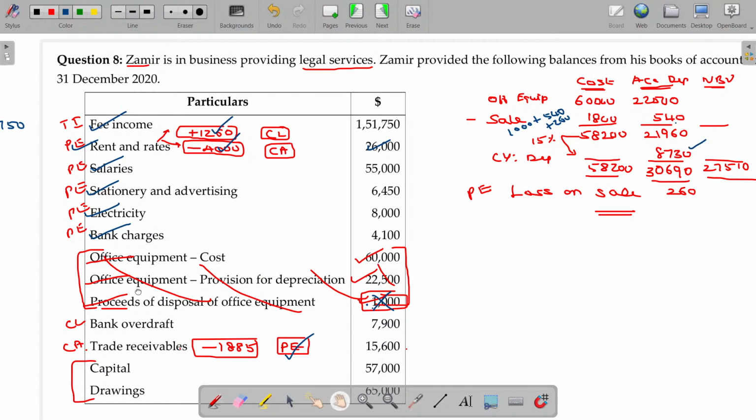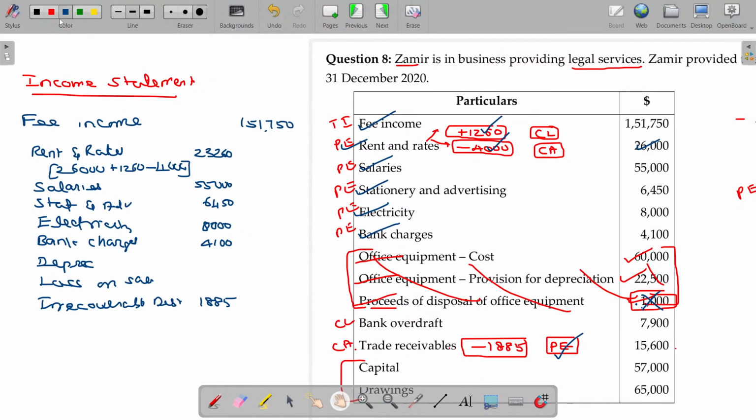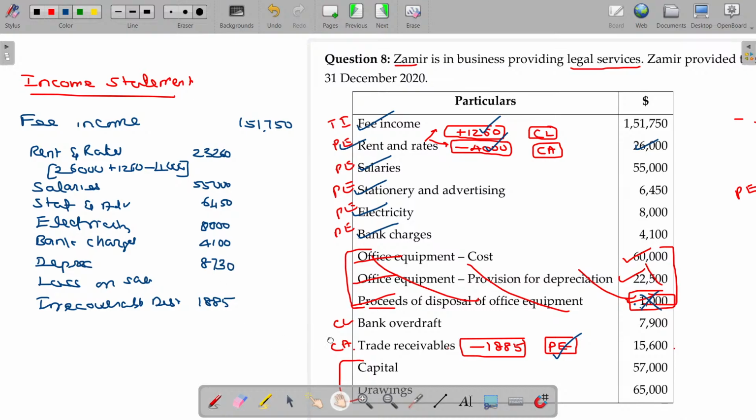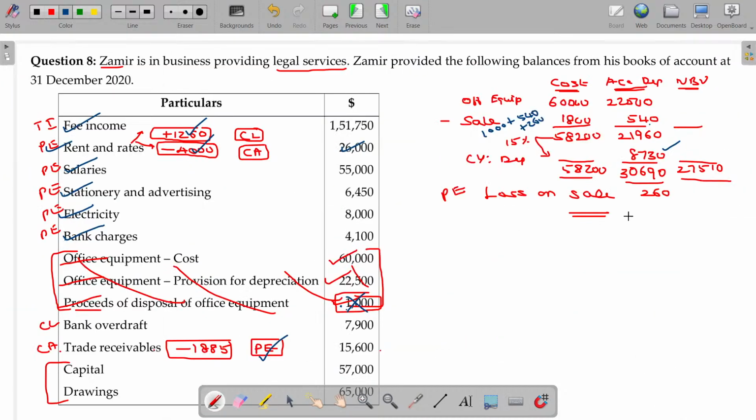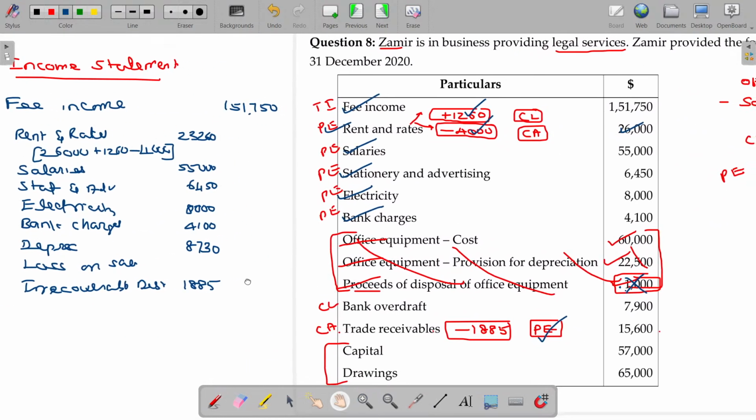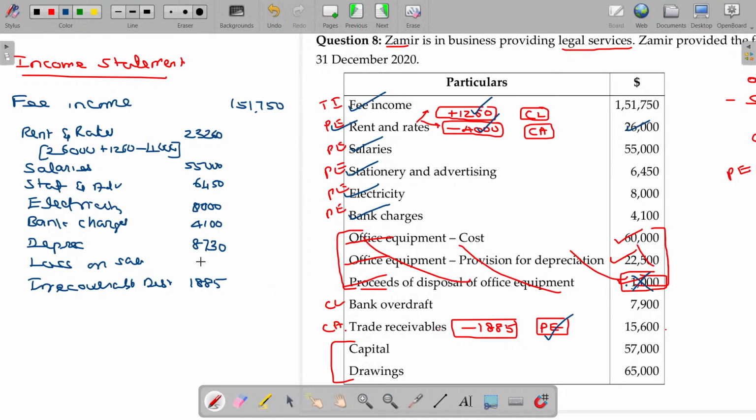Current year depreciation is an item of expenses, 8,730, and there is a loss on sale, 260, also an expense here. Loss on sale 260. Now find out the total value here. The total value being 1,07,685.